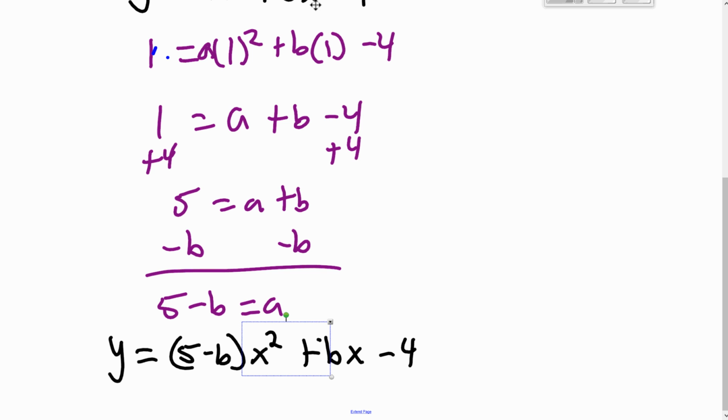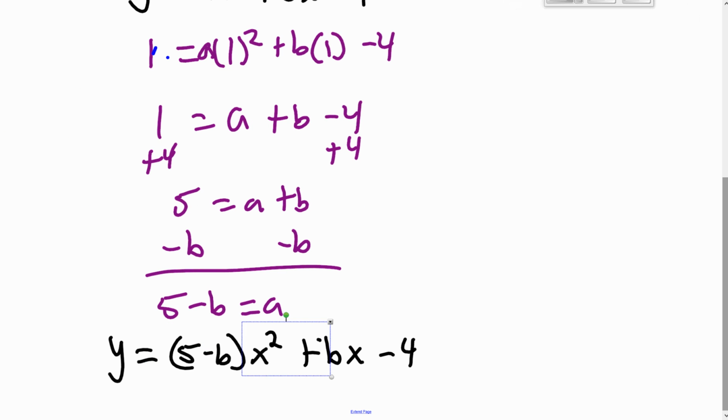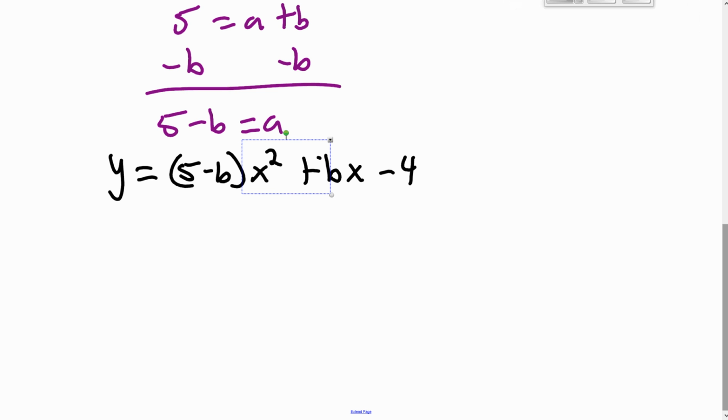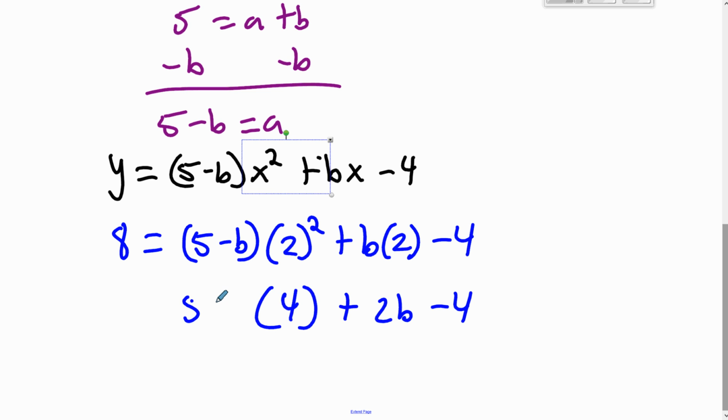So now I use my final point, which was 2, 8. I'm going to use 2, 8 now, the last point. So 8 for my y, and 2 for my x. And now I need to simplify, so I get 4 there. I get 2b here, minus 4. And now I got to distribute that 4 to the 5 and to this b. That all equals 8. So I get 20 minus 4b plus 2b.